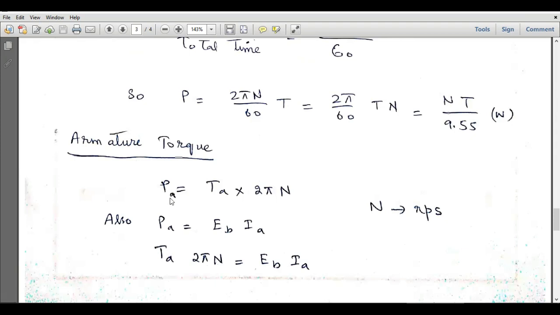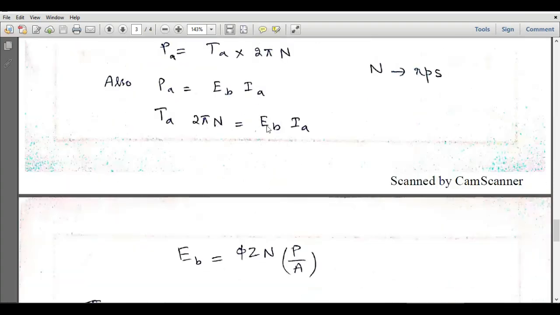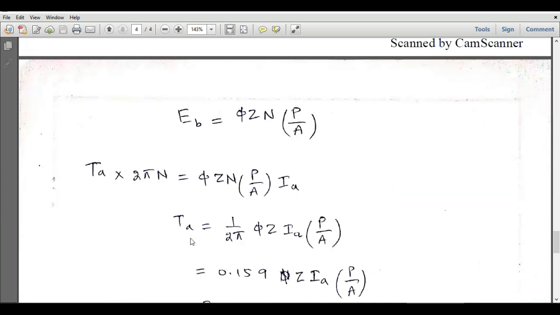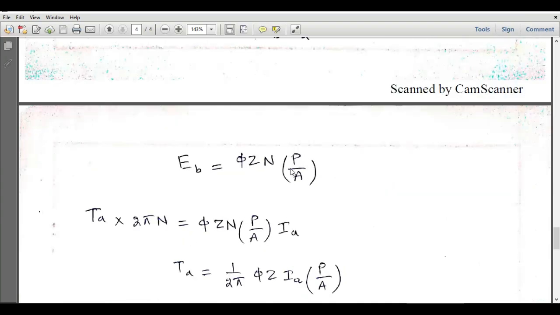Now the armature power Pa is equal to Ta multiplied by 2 pi N, and here N is taken in revolutions per second, or RPS, and Pa is equal to EbIa. This is the mechanical power developed in the armature. So we can equate these two equations. So Ta into 2 pi N is equal to EbIa, and Eb will be equal to N phi Z multiplied by P over A, and here N is in RPS. This is the same expression which we developed in our previous lecture.